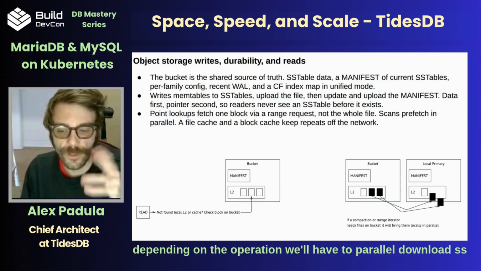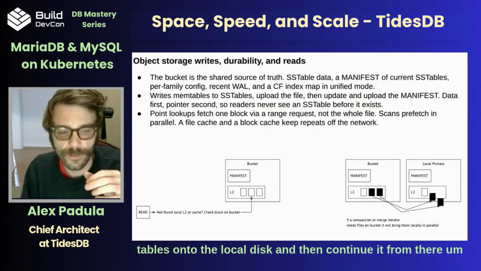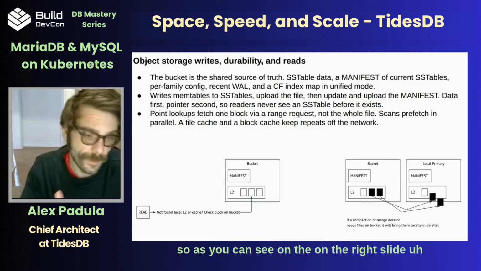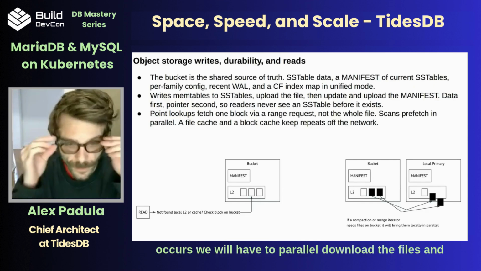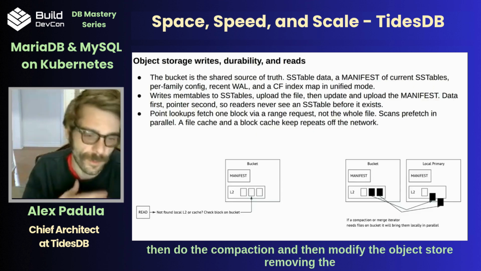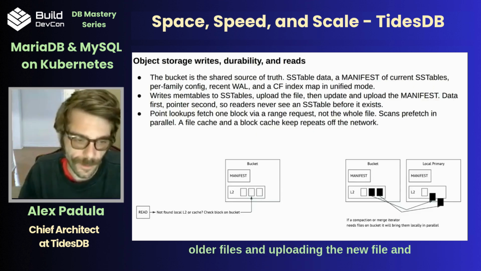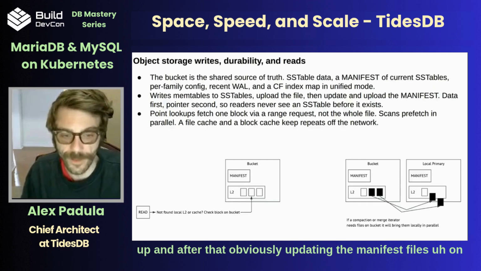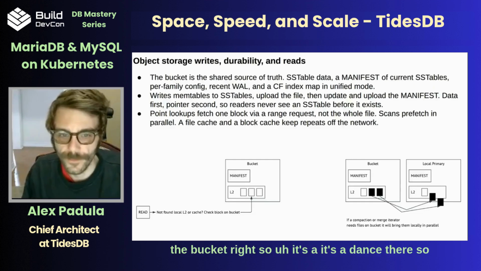Or depending on the operation, we'll have to parallel download SS tables onto the local disk and then continue from there. So as you can see on the right slide, if a compaction occurs, we will have to parallel download the files and then do the compaction and then modify the object store, removing the older files and uploading the new file. And after that, obviously updating the manifest files on the bucket, right? So it's a dance there.